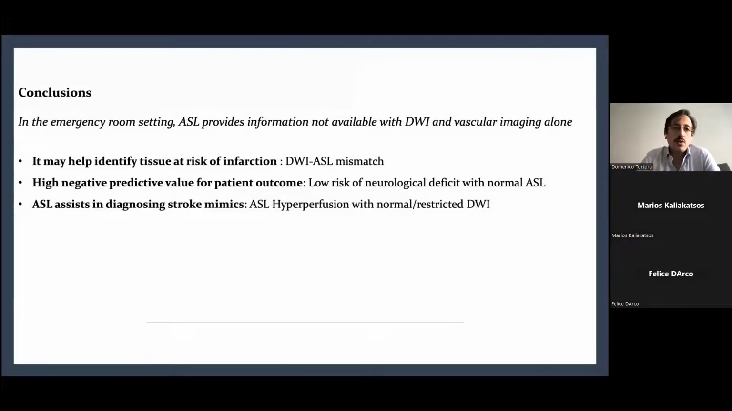It's important to know that ASL has a high negative predictive value for patient outcome, in particular, a patient with neurologic deficit presenting normal ASL has a low risk for sequelae in the later stages. And finally, ASL may help in assisting the diagnosis of stroke mimics.